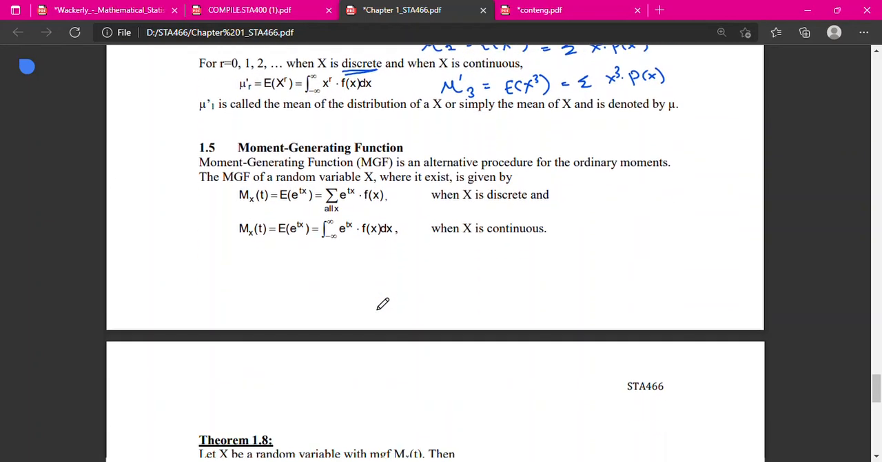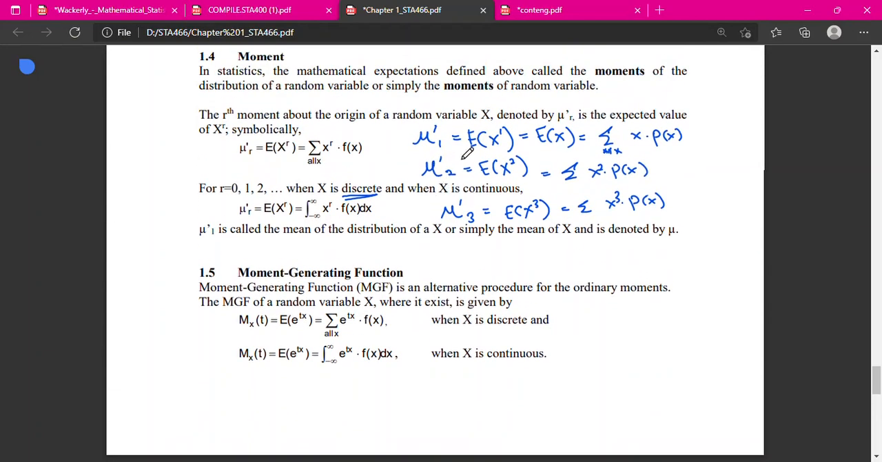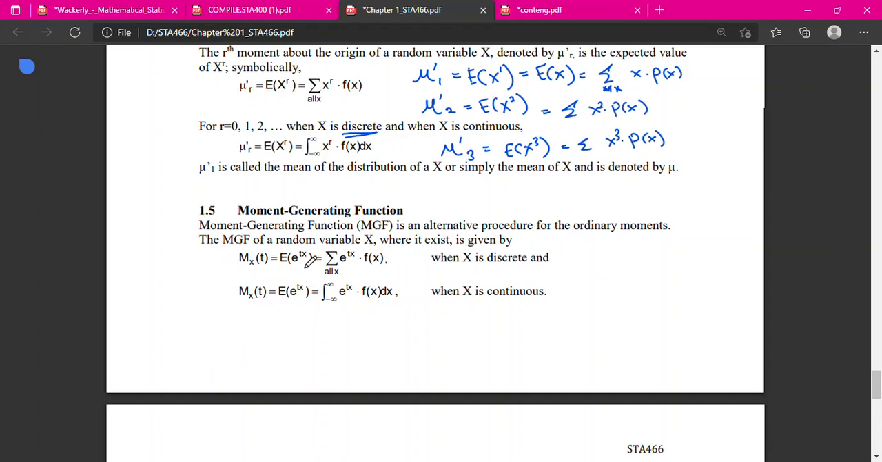Alright, to moment generating function pula, MGF, actually gunakan konsep yang sama of mathematical expectation, cuma MGF ni adalah expected of e power of tx. Kalau first moment tadi expected of x, second moment expected of x square, kalau moment generating function expected of e power of tx. So the notation untuk MGF actually adalah Mx(t). The notation for MGF is Mx(t) if our variable we denote as x. If our variable we denote as y, it will be My(t).